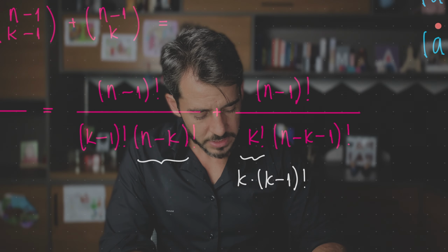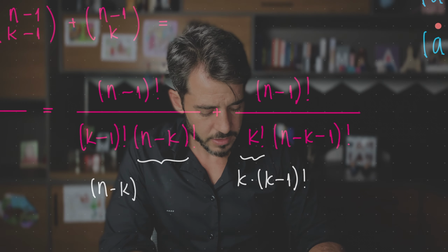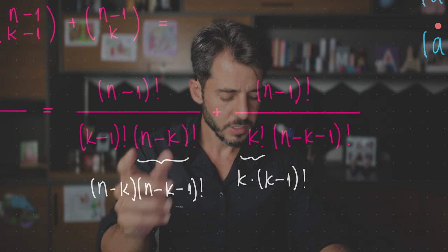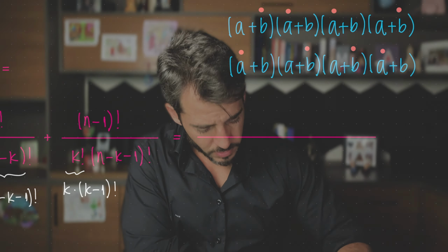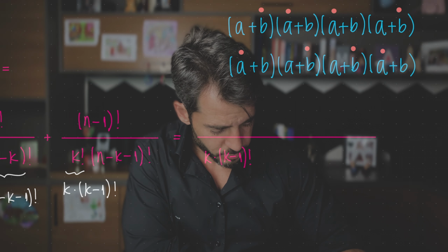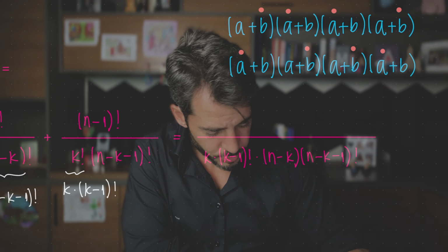And we can do something similar over here. This n minus k factorial is n minus k times n minus k minus 1 factorial, one iteration more. And this is going to allow us to write everything under the same denominator, which will be k times k minus 1 factorial times n minus k times n minus k minus 1 factorial.